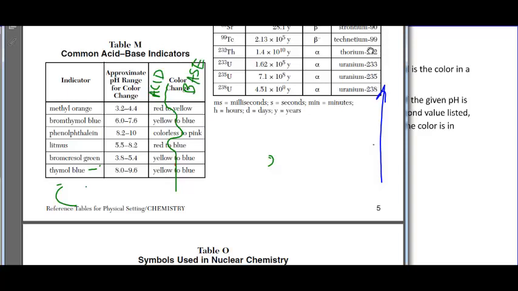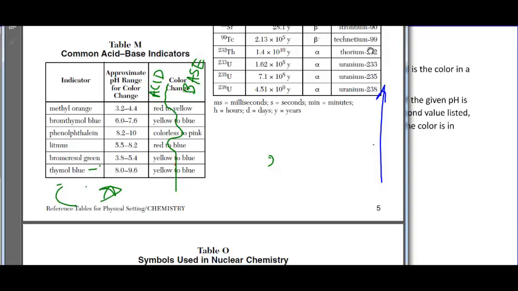So if they don't give you a specific pH, you would go, oh yeah, methyl orange is red in an acid and yellow in a base. Bromthymol blue is yellow in an acid, blue in a base. Phenolphthalein, colorless in an acid, pink in a base, right? That's it, okay? Litmus, red in an acid, blue in a base. So the first color is the color in an acid, the second color is the color in a base.